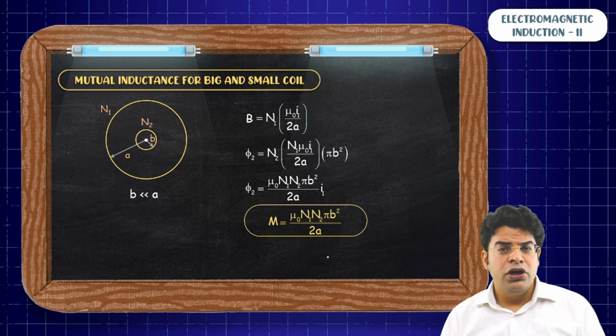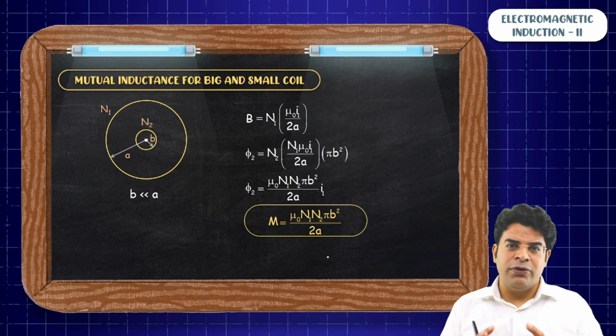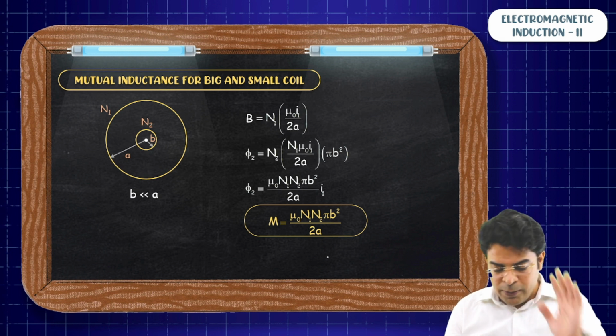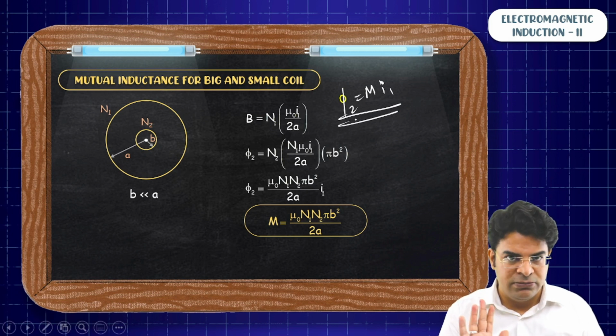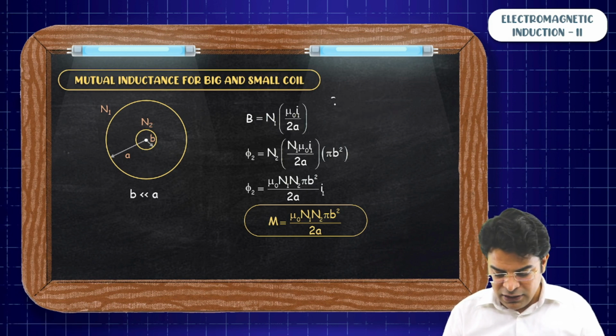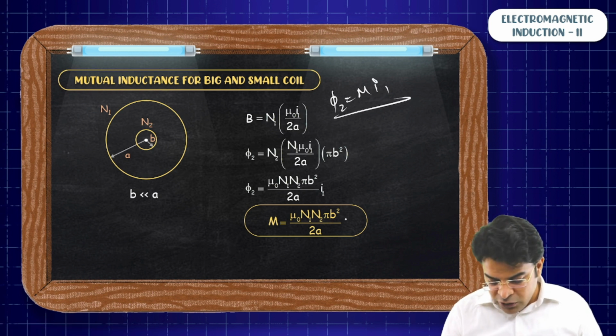Sir, do you remember this result? No. Then how do you do it in paper? Beta, I follow the process. I remember that the flux linked with 2 equals to mutual inductance times the current flowing through 1. I remember this thing, yes. And once I remember phi 2 equals to M I1, it takes me only 10 seconds to reach this result.